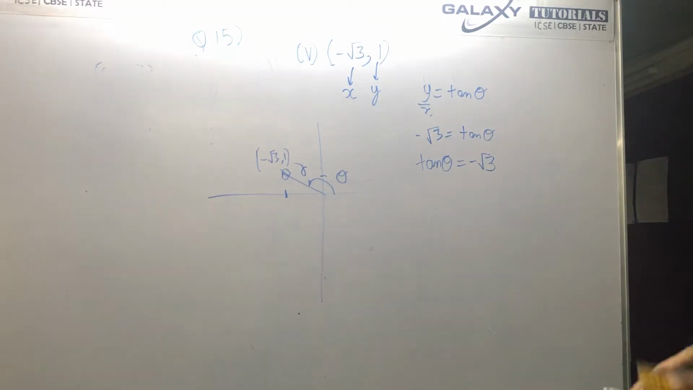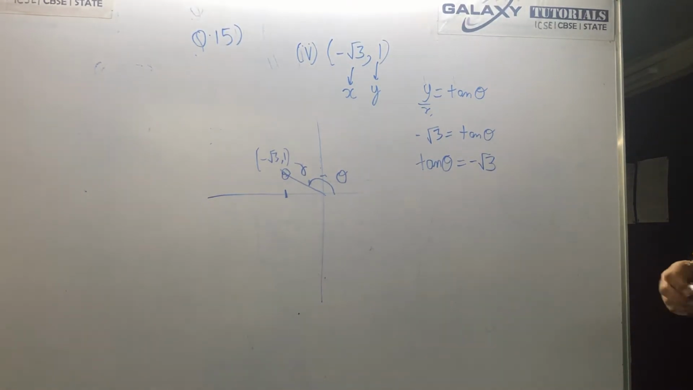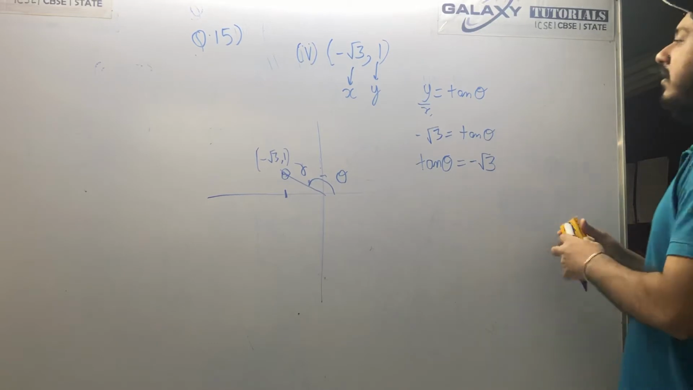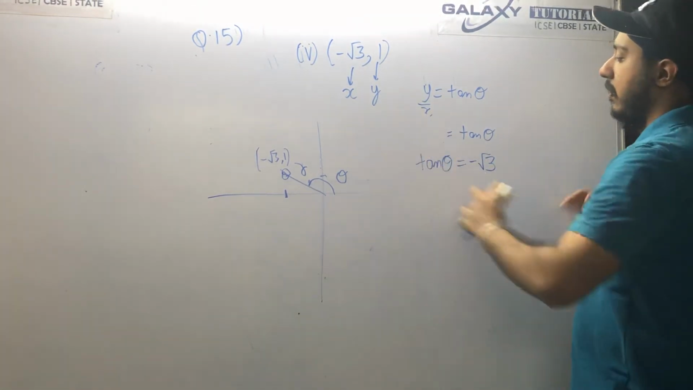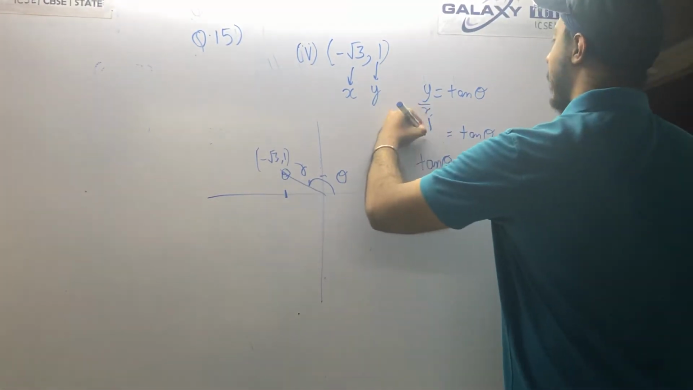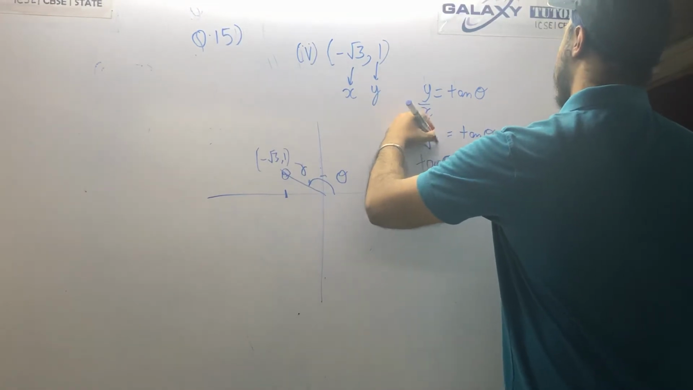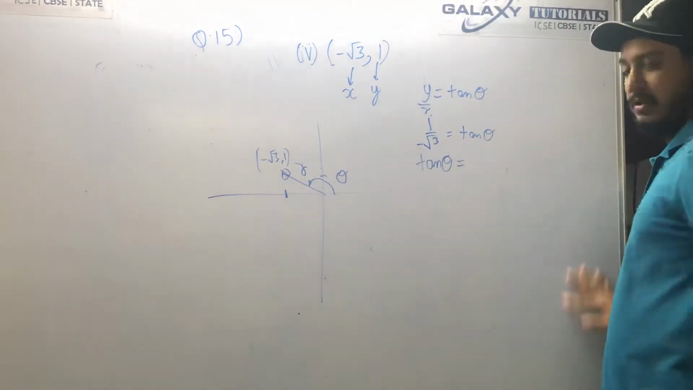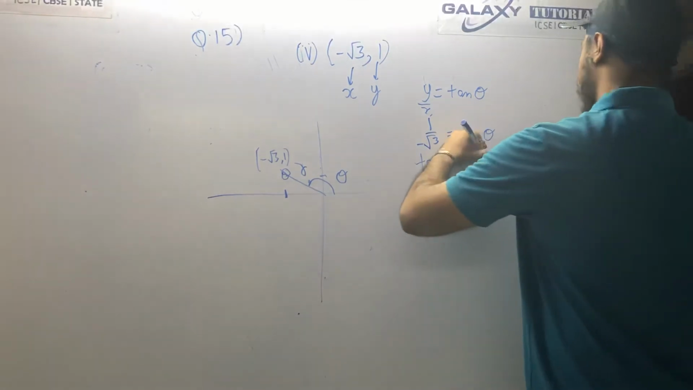So there is a mistake we made actually. This will be y by x. So y is 1 and x is minus root 3. So tan theta will be how much? Minus 1 by root 3.